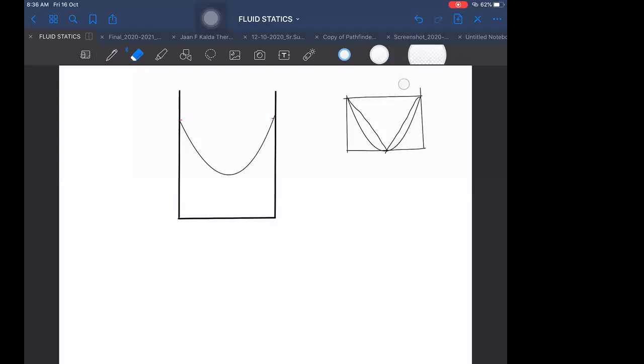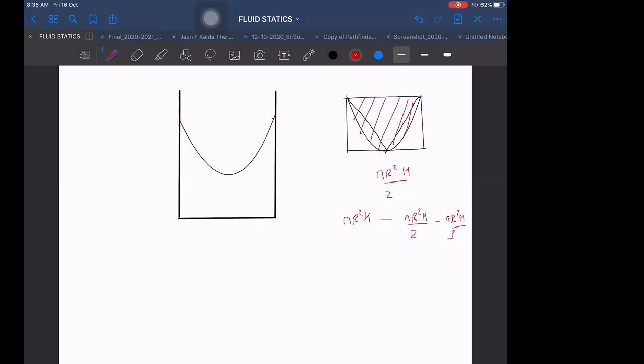Cylinder has what volume? Pi r square h, sir. Yeah, correct. This paraboloid volume, this shaded volume, is pi r square h by 2. And this cone within the cone, you already know it is pi r square h by 3. So pi r square h for the solid cylinder, pi r square h by 2 for the paraboloid, and pi r square h by 3 for the cone. 1 by 2, 1 by 3.